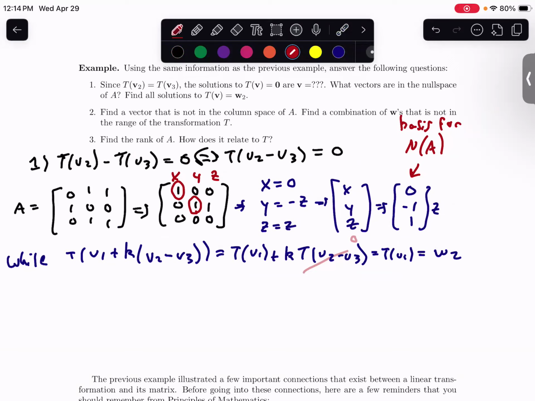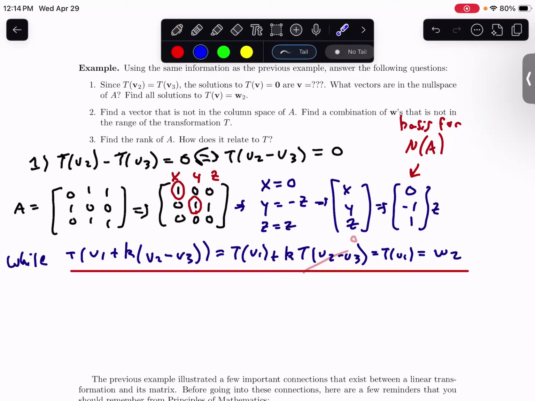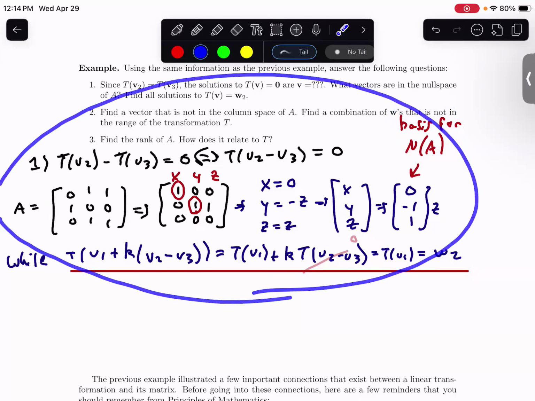Right, so this is one way in which the linear transformation relates to the null space, right? This is like sending the 0 vector, which is akin to just finding a basis for the null space. Any questions about the first part?